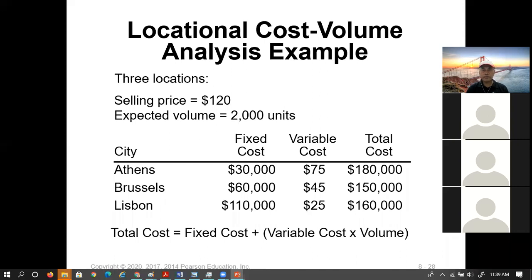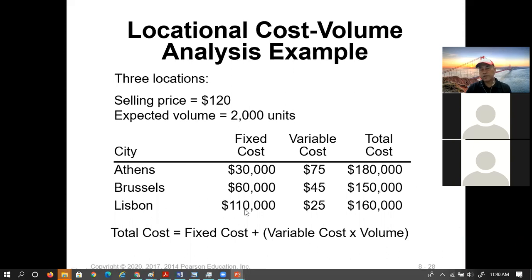The total cost, if we sell 2,000 units at 120 each, is 180,000. In Brussels, the fixed cost is more expensive, 60,000, but the operational cost is lower, and the total cost is 120,000. In Lisbon, the variable cost is lower, 25, and the total cost is 150. Then how can we analyze which location among the three to choose for 2,000 units?